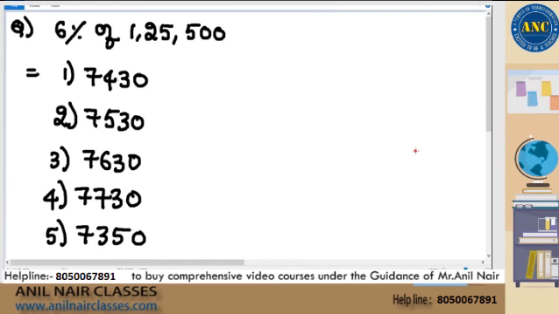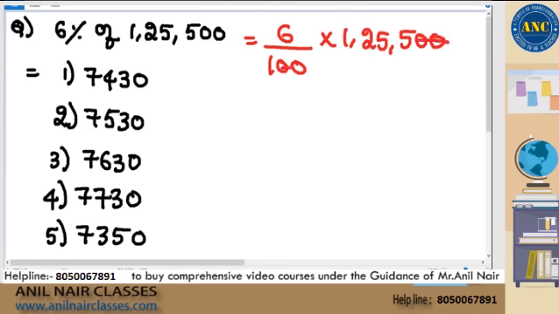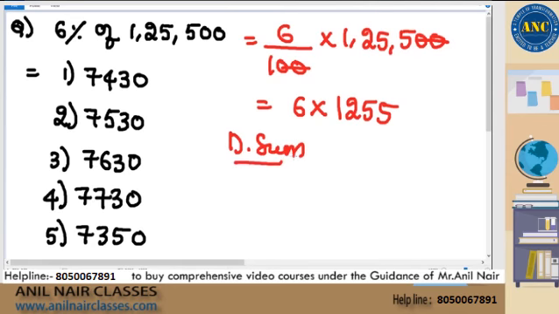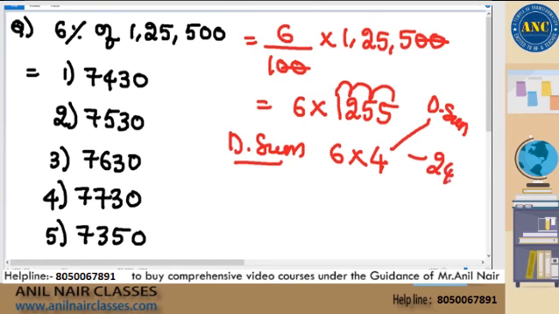6% of 1,25,500. Listen carefully. 6 by 100 into 1,25,500. Again I am saying, the hero of today's class is not the answers but the concepts you will learn. Learn the concepts first, then we will come back. 6 into 1255. Vijay, have patience. Digital sum is 6. 5 plus 5 10, 10 plus 1 2 12, 12 plus 1 13, 13 digital sum is 4, 6 4s are 24, 2 plus 4 is 6. Answer, digital sum is 6.